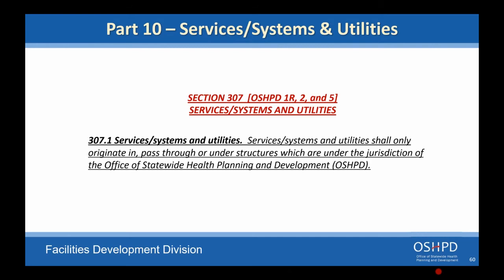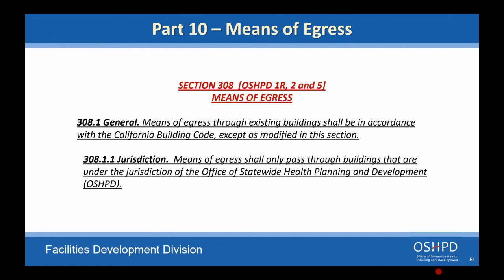Okay, this is getting back into the services and utilities traveling from one building to another. The systems and utilities shall only originate in, pass through, or under structures which are under the jurisdiction of OSHPD. That doesn't mean any building that's under the jurisdiction of OSHPD. You still have to look at the uses. If it's a 1R, you can't originate in a 1R and serve the hospital. And those are defined in individual sections in Part 10.